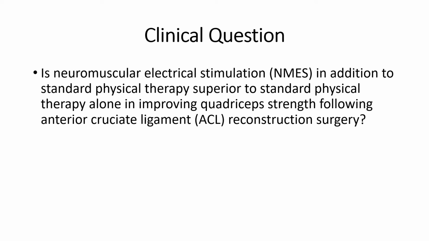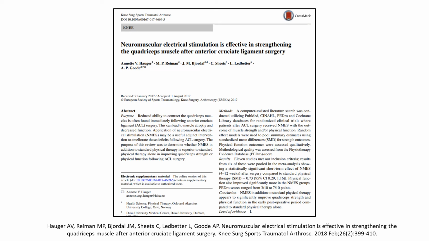So the next slide will show you a paper that we found that really helps us try and answer this question using a systematic review with a meta-analysis. And so looking for papers that would address our clinical question, we were able to find this paper titled Neuromuscular Electrical Stimulation is Effective in Strengthening the Quadriceps Muscle After Anterior Cruciate Ligament Surgery. There's many different ways of writing titles for papers. This paper's title really gives you some clear insight as to the results of their trial. They're telling you up front in the title that this approach with neuromuscular electrical stimulation is indeed effective in strengthening the quadriceps muscles.